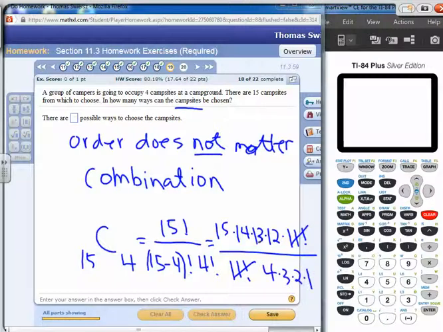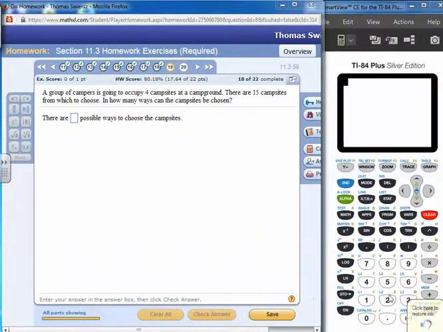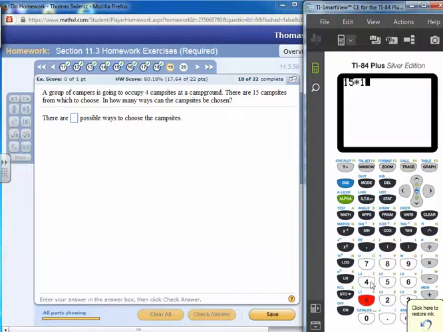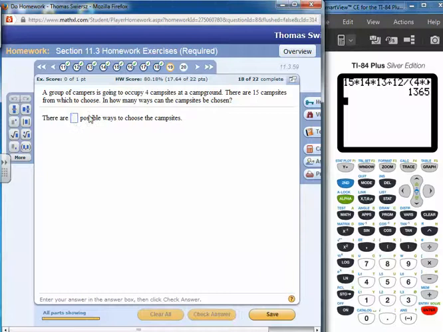So our answer is what? 15 times 14 times 13 times 12, and then divide by the quantity 4 times 3 times 2 times 1. Applying the combination formula, if we do those multiplications using our calculator, 15 times 14 times 13 times 12, and then divided by 4 factorial, which is 4 times 3 times 2 times 1, we get an answer of 1,365.